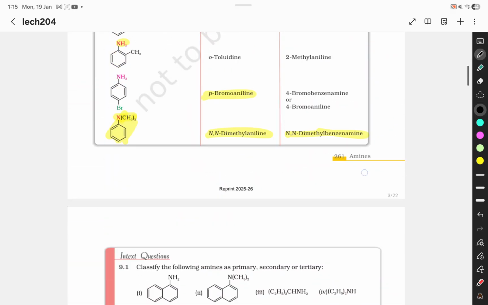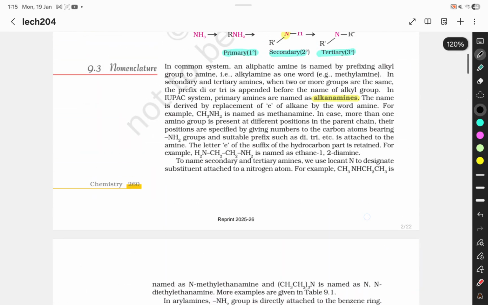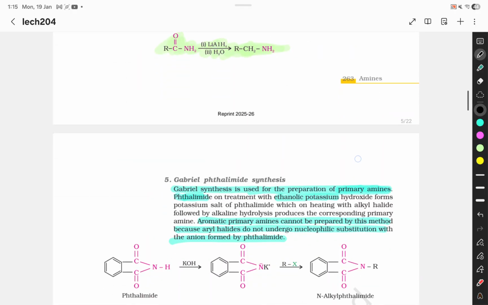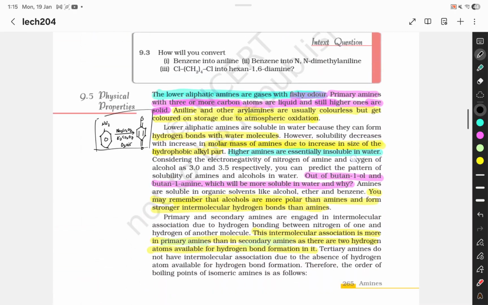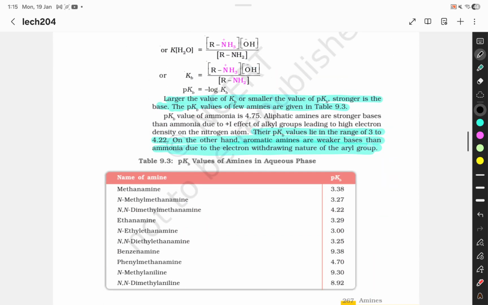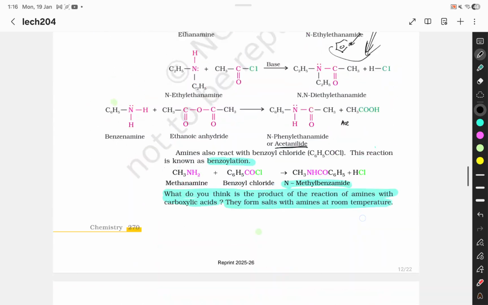Where did it go? Wait, one second. Wasn't it up? Oh no, it was down only. Sorry. I'll find it, I'll show it, and then I'm going to cut. Where is it?